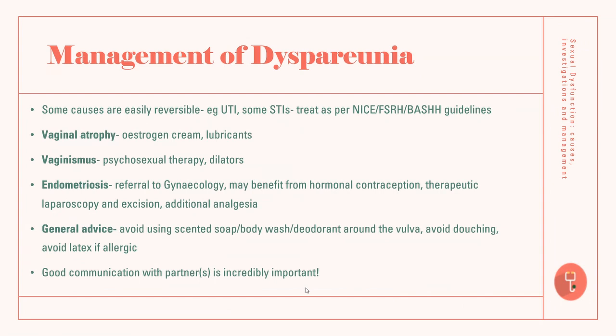For patients with vaginismus, like I said before, we have some amazing psychosexual therapists. They do amazing work with their patients, and they can use tools like dilators, which patients can use in their own time, in the comfort of their own home, and work on their symptoms at home as well as when they come to their appointments. For endometriosis, they'll need a gynae referral. They may benefit from some hormonal contraception just to regulate their cycle, a therapeutic lap and excision, so that's the surgery that we mentioned before, and additional analgesia just to help them during their periods.